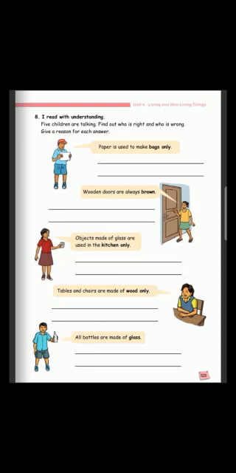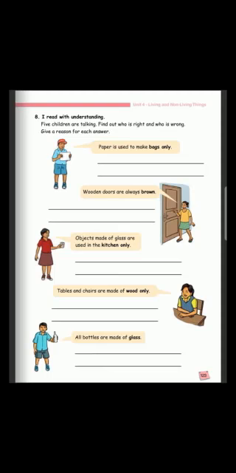5 children are talking. Find out who is right and who is wrong. Right veut dire qui a raison, wrong veut dire qui est en tort, qui n'a pas de raison. Give a reason for each answer. Ensuite, il faut donner les raisons. Pourquoi vous avez dit si l'enfant a raison ou pas. The first child. Let us see what the first child says. Suivez dans vos livres avec moi.